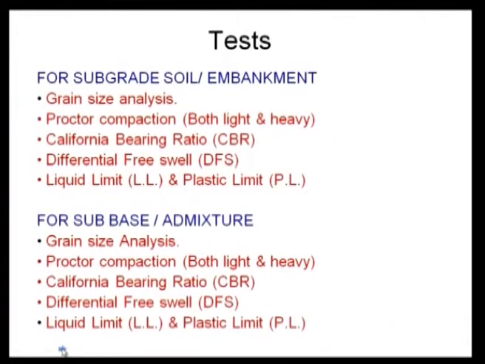What are the different tests? For subgrade soil or embankment, you have to do grain size analysis, proctor compaction, both light and heavy, heavy meaning modified proctor, light meaning standard proctor compaction, California bearing ratio, that means CBR, differential free swell, that is called DFS, liquid limit, plastic limit. For subbase or admixture, grain size analysis, proctor compaction, both light and heavy, California bearing ratio, differential free swell, and liquid limit and plastic limit. You see, for subbase or admixture or subgrade soil embankment, these are the tests required in the laboratory.